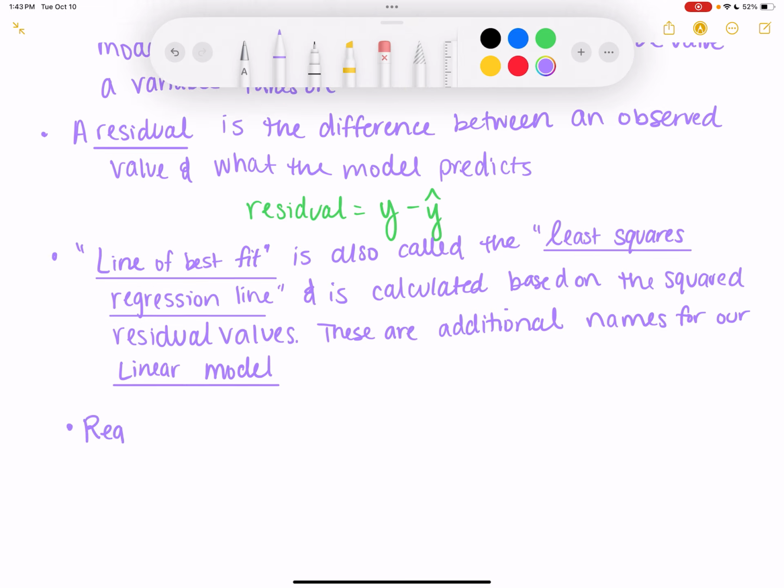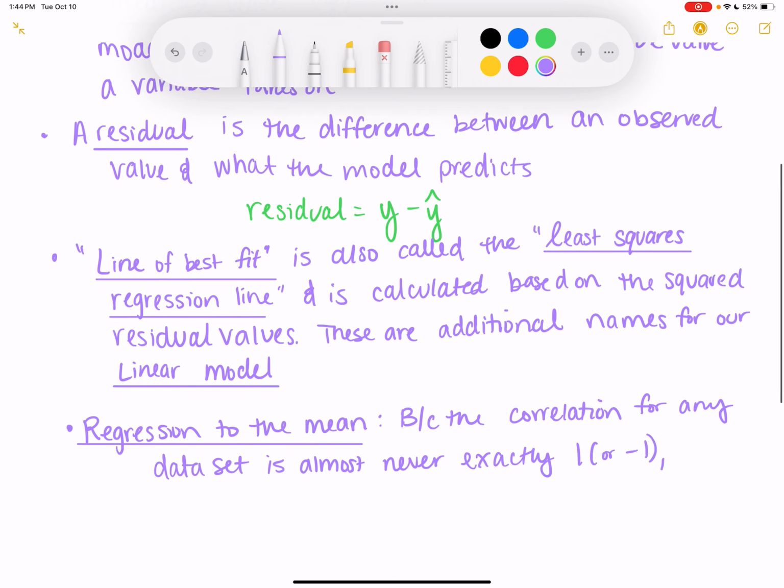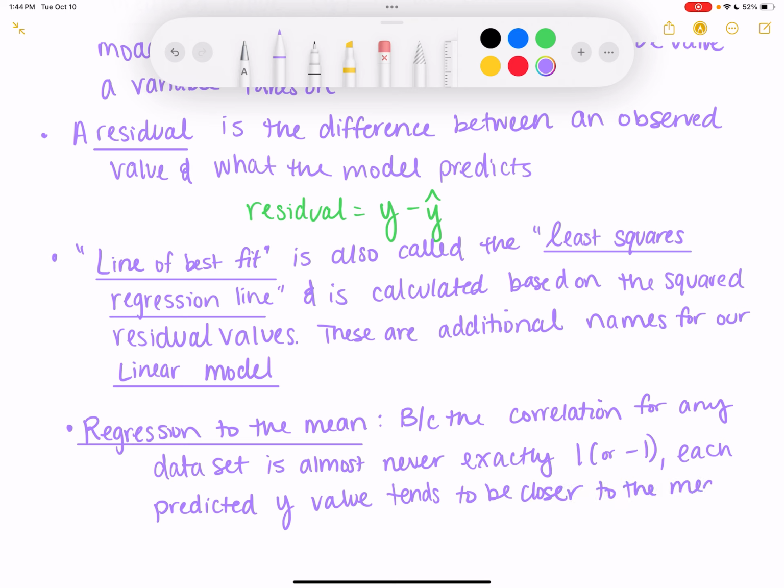Next we have regression to the mean. Because the correlation for any data set is almost never exactly 1 or -1, each predicted y value tends to be closer to the mean than its associated x value.